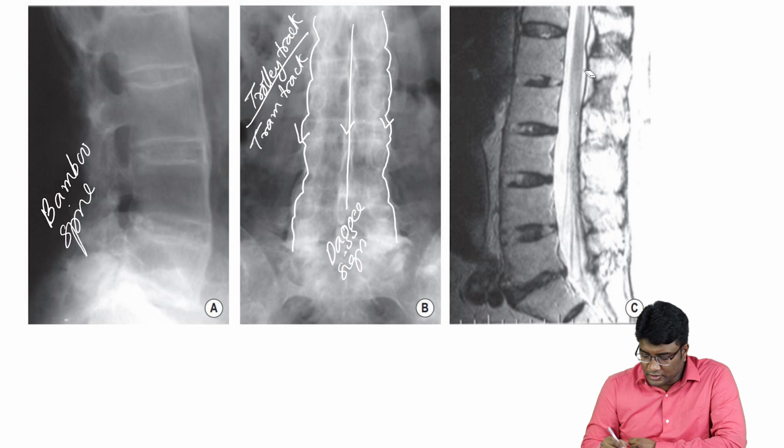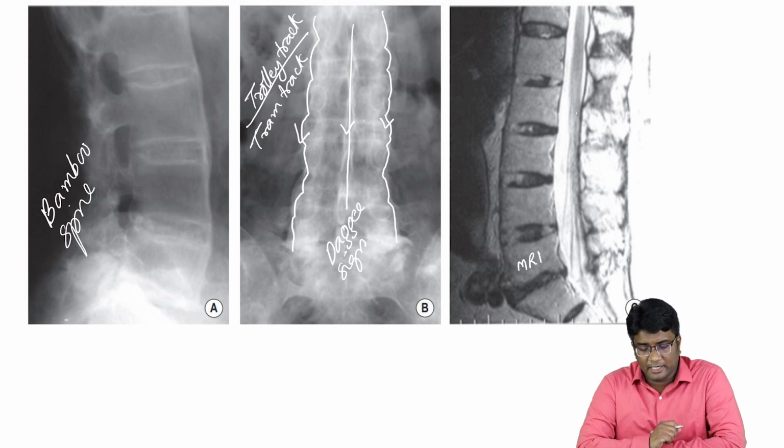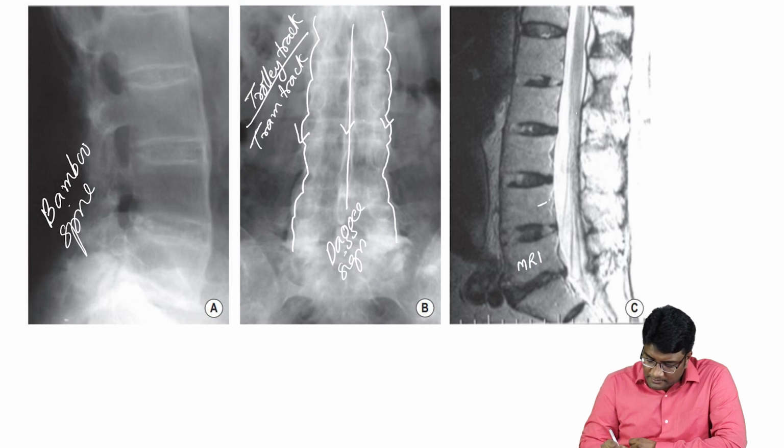And look at this image. This is an MR image. The bones are dark in MRI. So this is an MRI image. And what sequence of MRI? Look at the subarachnoid space around the spinal cord. So this is the spinal cord here, and around it the subarachnoid space is hyperintense. So this would be what?